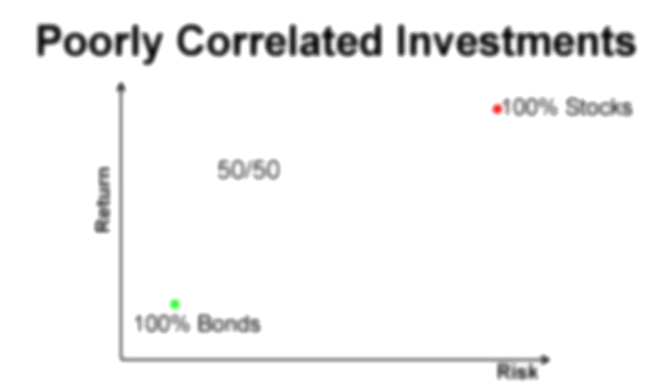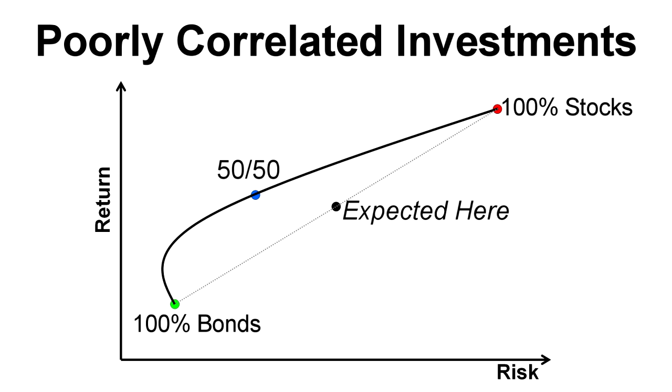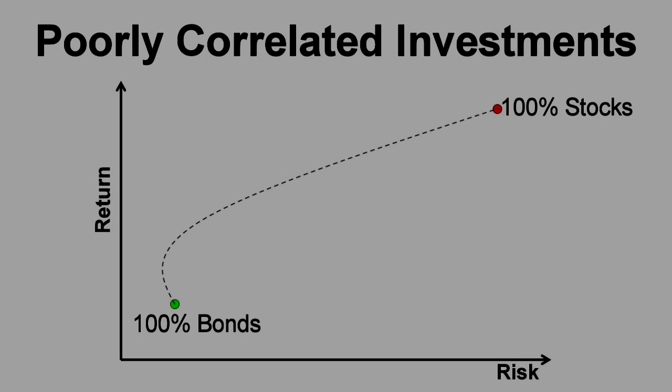This is precisely how it works in the real world. Say you determined that 50% stocks and 50% bonds was the right level of risk for you. Instead of being here, like you might expect, the fact that stocks are poorly correlated with bonds puts you here. You can think of it as less risk at a given rate of return or more return for a given level of risk. What else can we do?